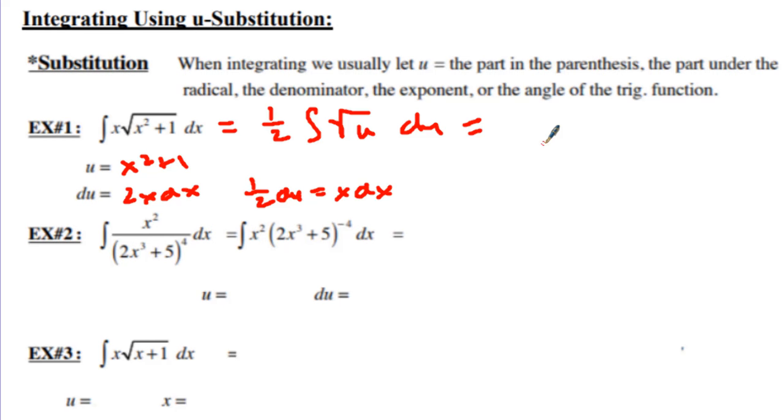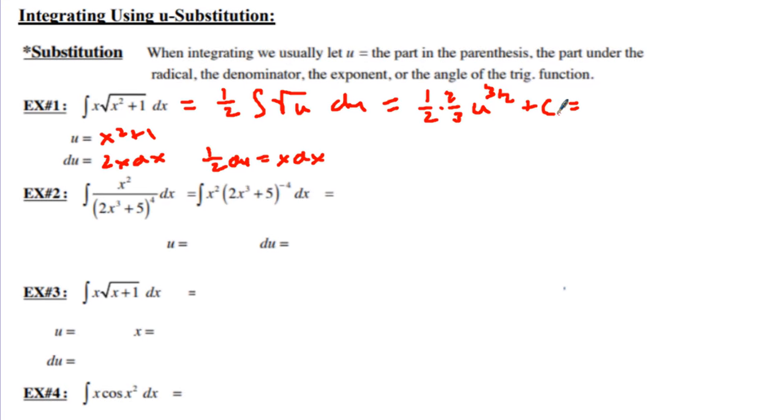That ends up becoming u to the 1/2 power. So I have 1/2, that becomes u to the 3/2 power. I do the reciprocal of that, 2/3. Don't forget my plus c, and then I'm going to substitute back in. So I end up getting 1/3 times x squared plus 1 to the 3/2 power plus c.